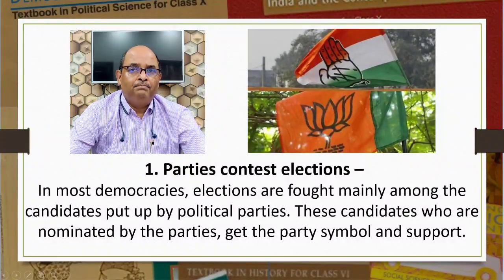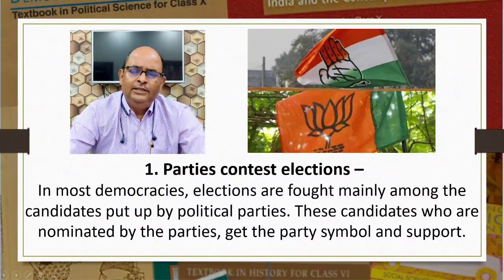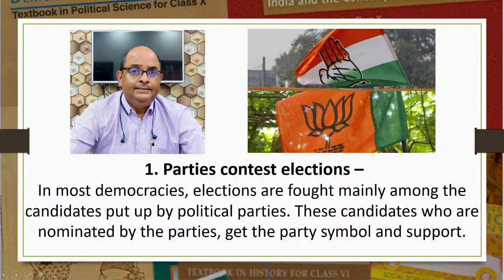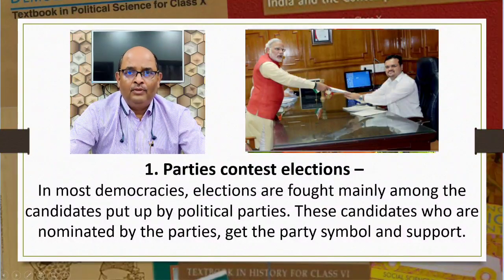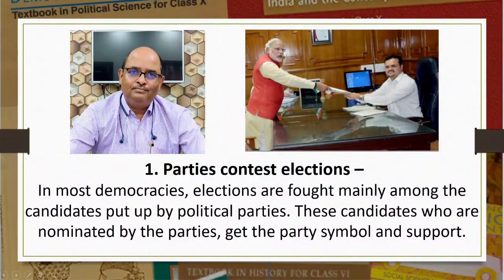First, parties contest elections. In most democracies, elections are fought mainly among the candidates put up by the political parties. These candidates who are nominated by the parties get the party symbol and support. We have already read the nomination of candidates in class 9. Once a candidate is nominated by a party, we say so and so person got the party ticket.